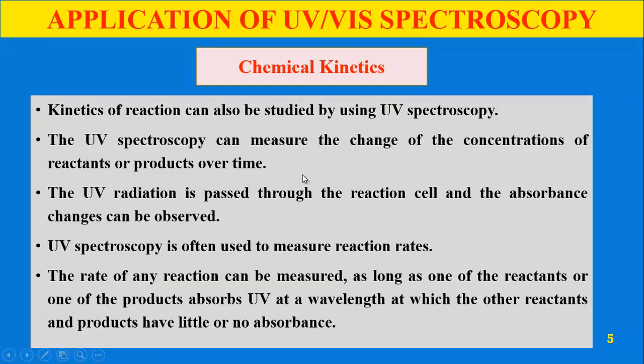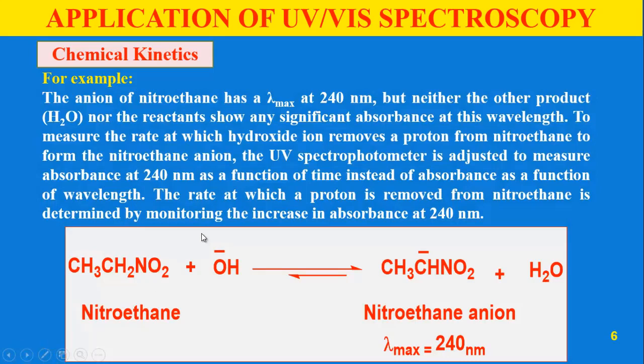Second application is chemical kinetics. Chemical kinetics is actually the change in the concentration of the reactant or product over time. So we can check the reactant or product with respect to time. UV visible spectroscopy helps us to check whether the product is formed or not and what is the rate of formation of reactant into product.